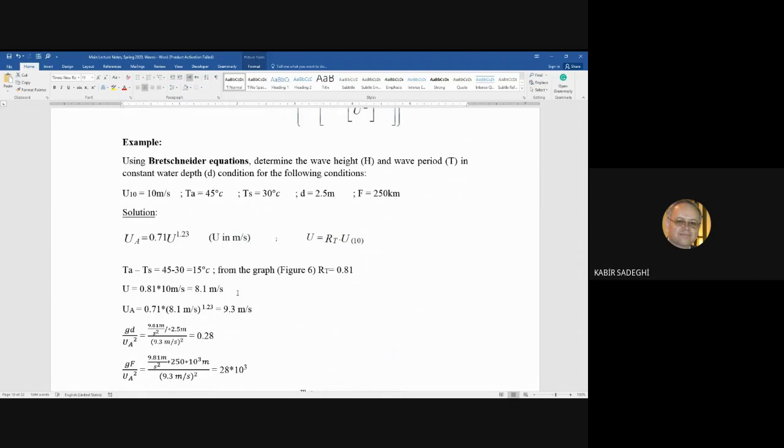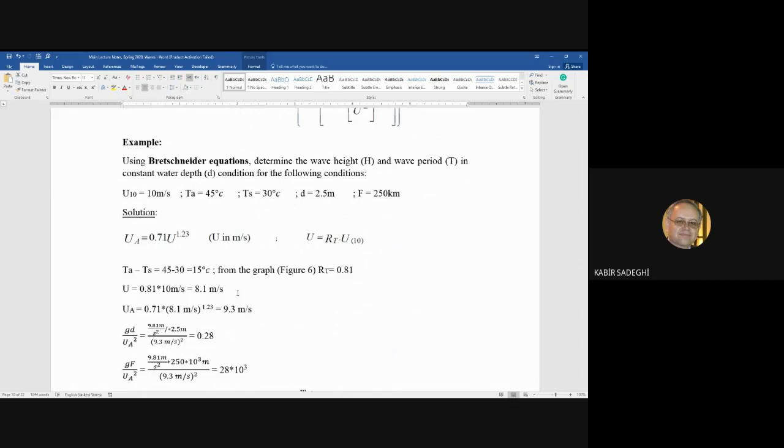TA represents the air temperature over sea, and TS represents the water temperature at sea. D is water depth and F is fetch length. U10 is given as 10 meters per second, TA 45 degrees centigrade, TS 30 degrees centigrade, and D 2.5 meters. Finally, the value of fetch length is 250 kilometers.